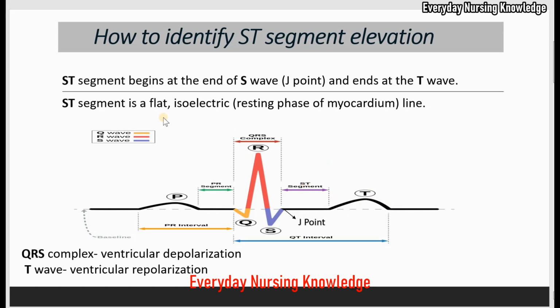The ST segment is a flat line. It's a flat isoelectric line. Isoelectric line means there is no electrical activity in the myocardium. It's the resting phase of the myocardium. That's the reason it's a flat isoelectric line.